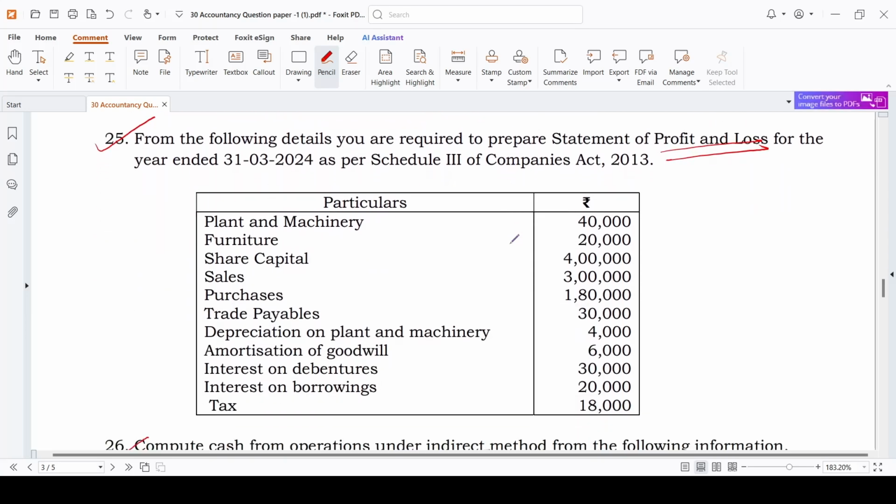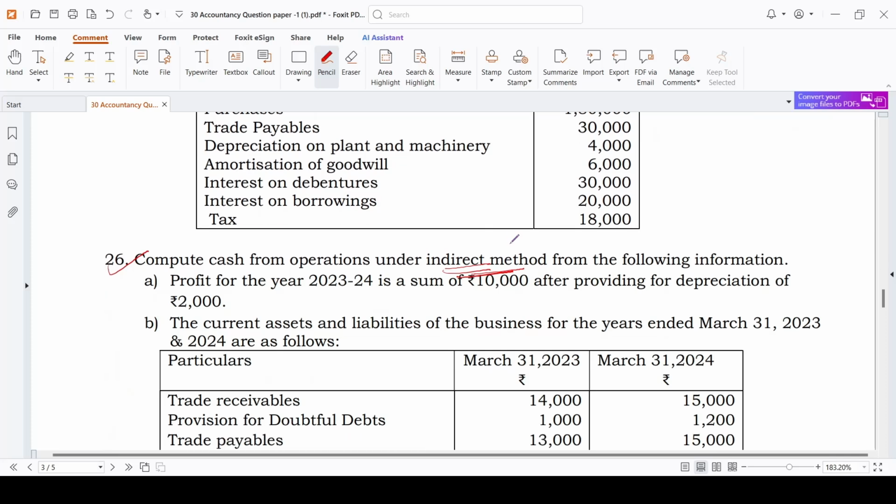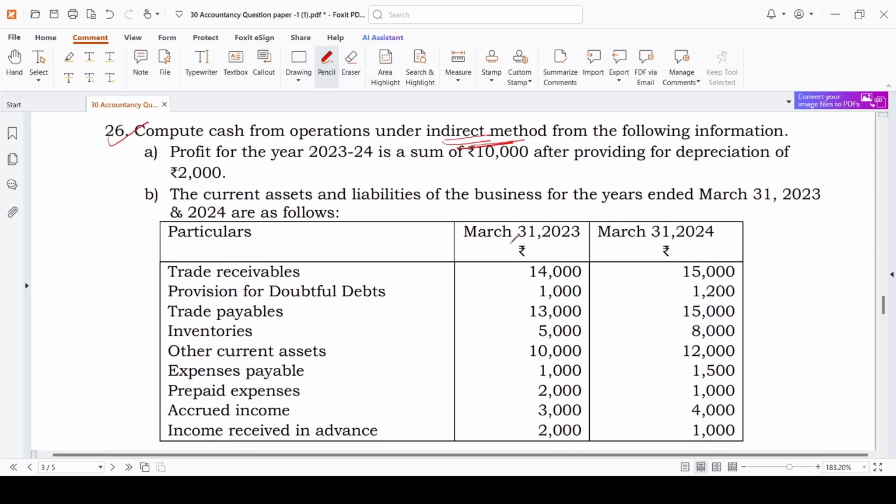P&L account also, you can see the problem. In the profit and loss account and in the balance sheet, you have to compulsorily prepare the working notes. Working notes are compulsory here. Minimum 2 working notes they will ask you. Okay. If you are attending the cash flow statement, the question is here.